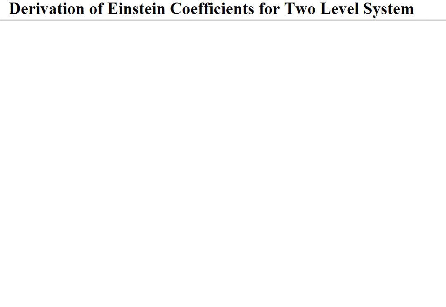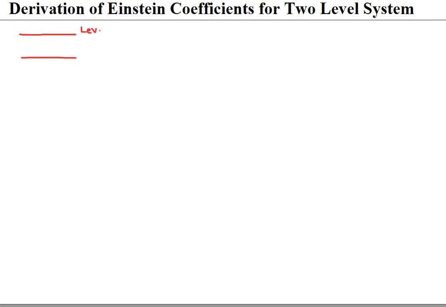Welcome. In this video we are going to derive Einstein coefficients for a two-level system. So what is a two-level system? Let's talk about it. So let's say we have two levels, level 2, level 1. The level 1 is at energy E1, level 2 is at energy E2. So the atom can be at any level, either in the level 1 or the level 2. By this I mean to say that the atom can be excited or in the ground state, right?